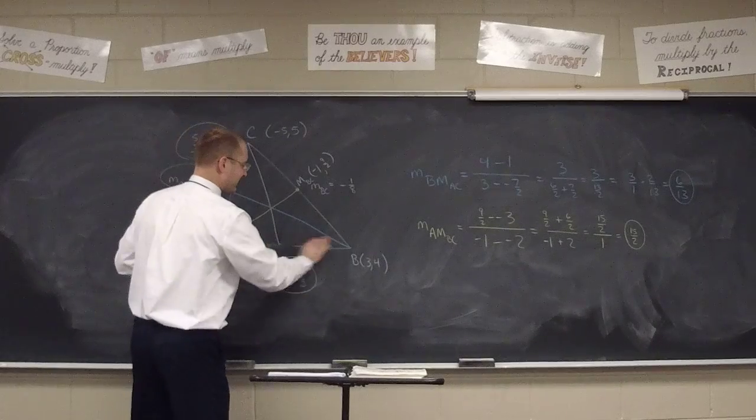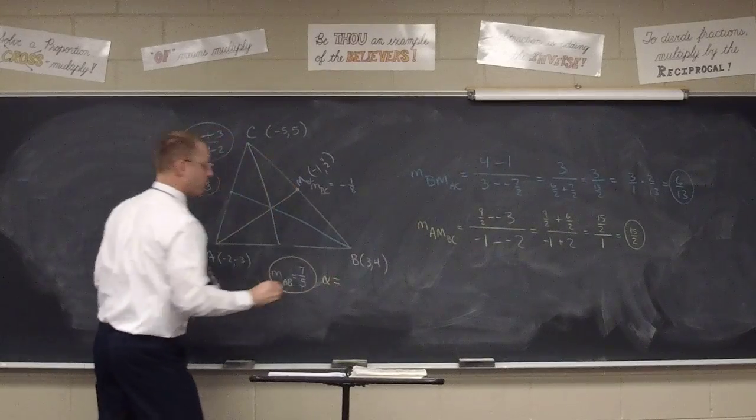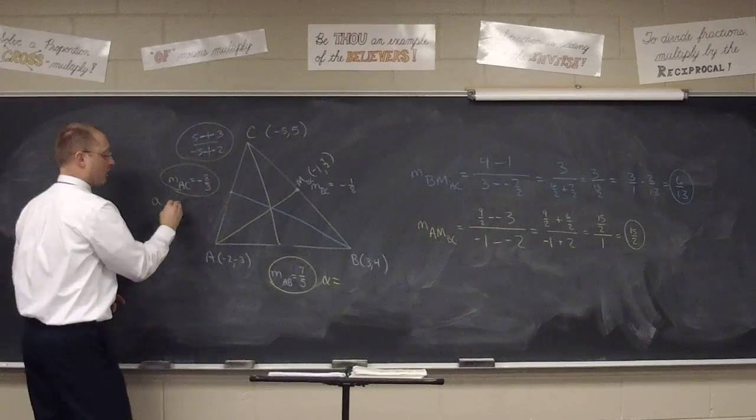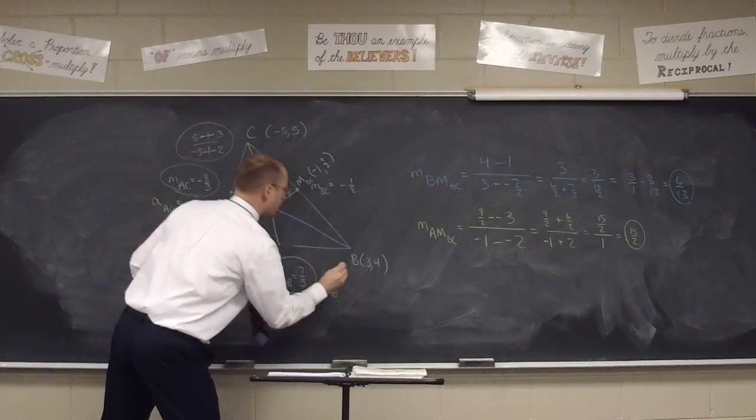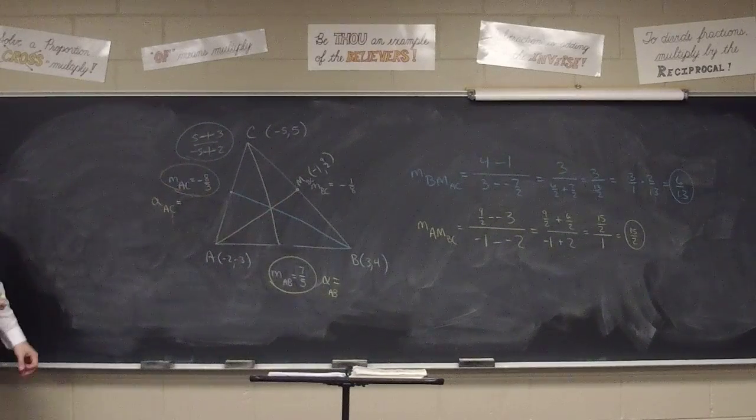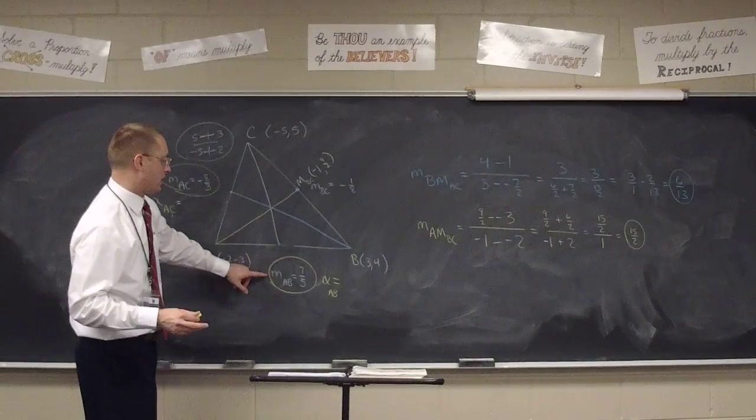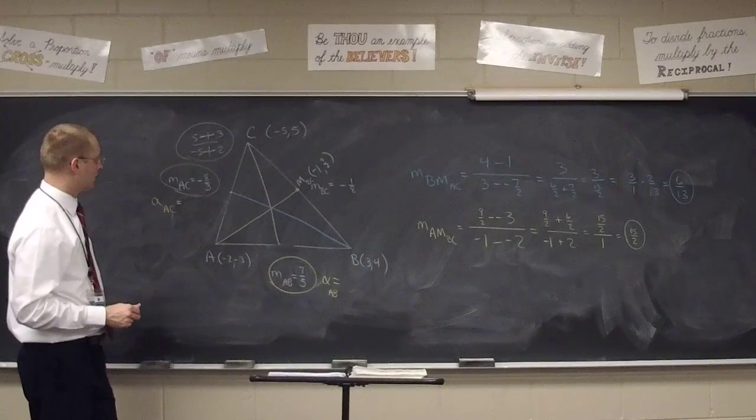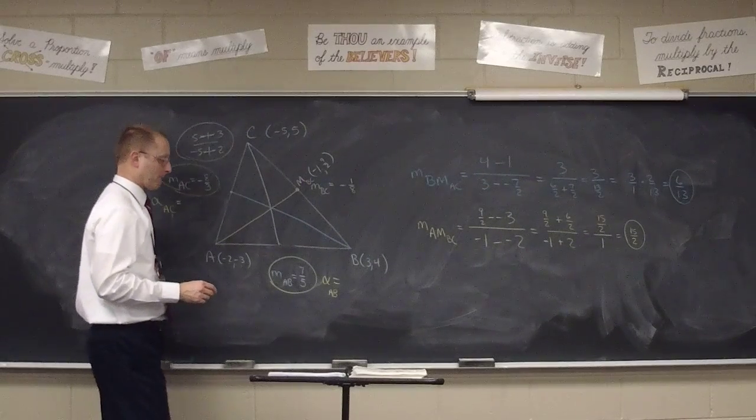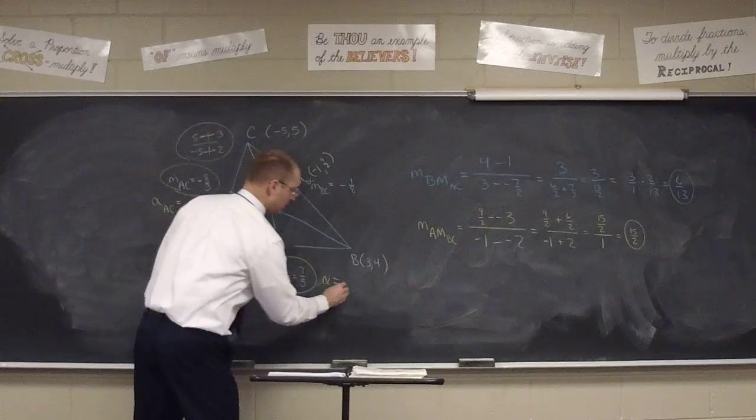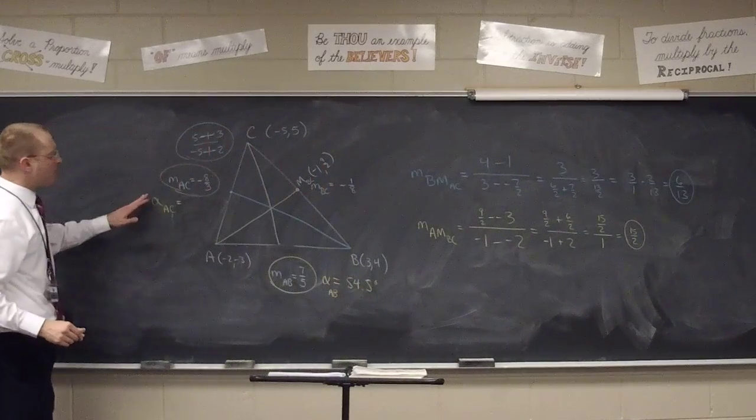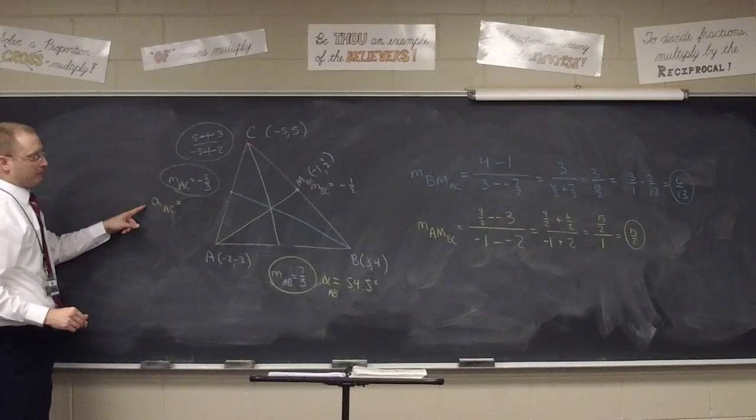That means this line has a particular angle of inclination. This line also has a particular angle of inclination. How do we find angle of inclination? Arctangent of the slope. So let's find what is the angle of inclination for side AB. 54.5 degrees.